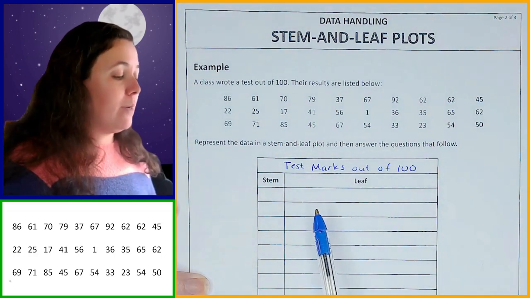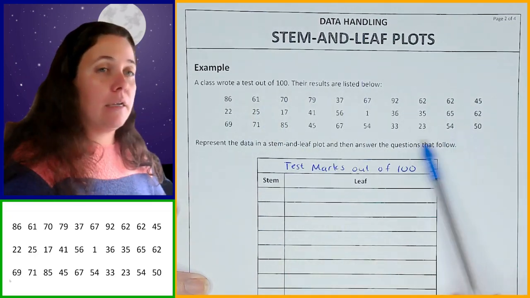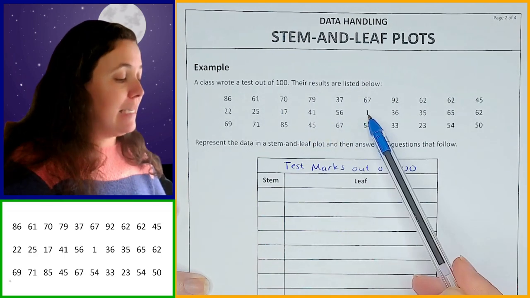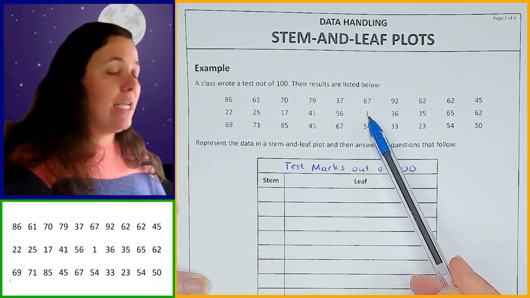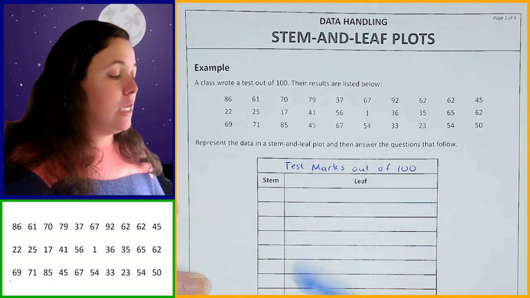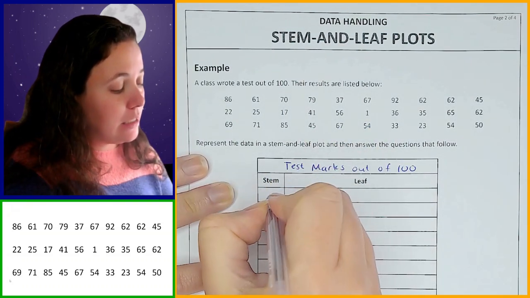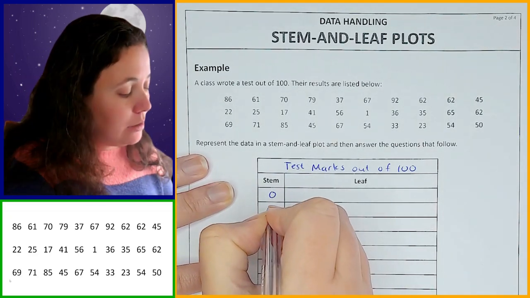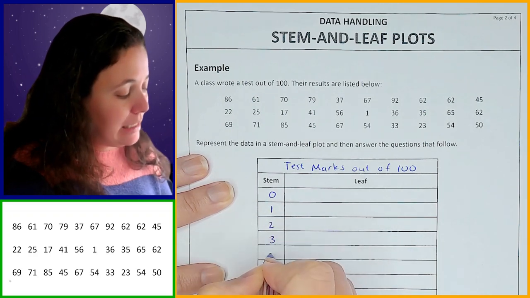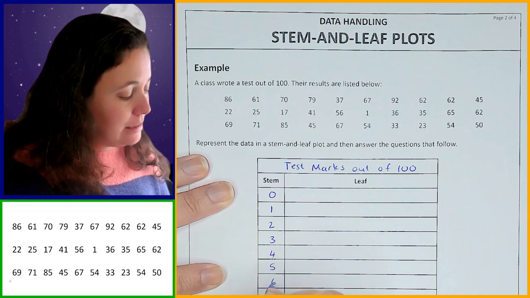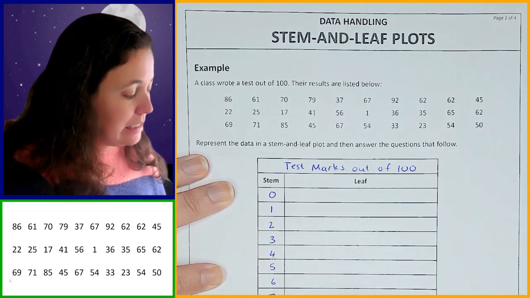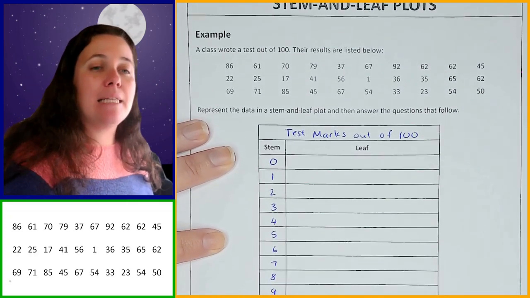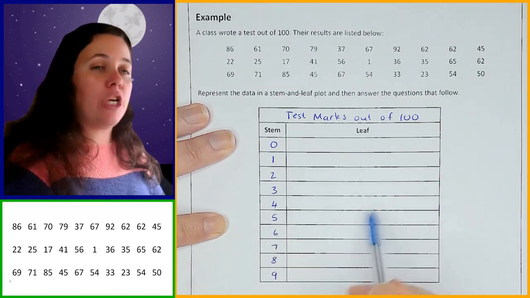Okay, so what I'm going to do is I need to look at the numbers that I've got over here, the values, and I need to see what is my smallest one. In this case, the smallest one is 1. Now, in the number 1, there are 0 tens. So my lowest interval is going to be 0 tens. Then I'm going to have 1 ten, 2 tens, 3 tens, 4 tens, 5 tens, 6 tens, 7 tens, 8 tens, and 9 tens. So the numbers in the stem tell us how many tens there are in all of the values that we're going to be putting over here.